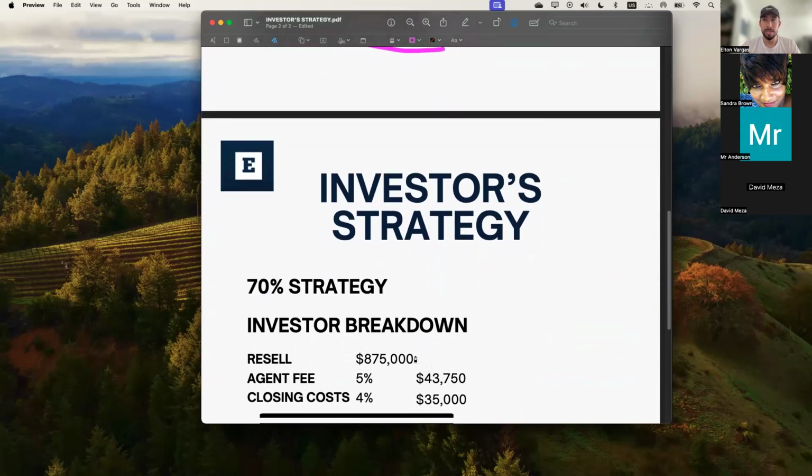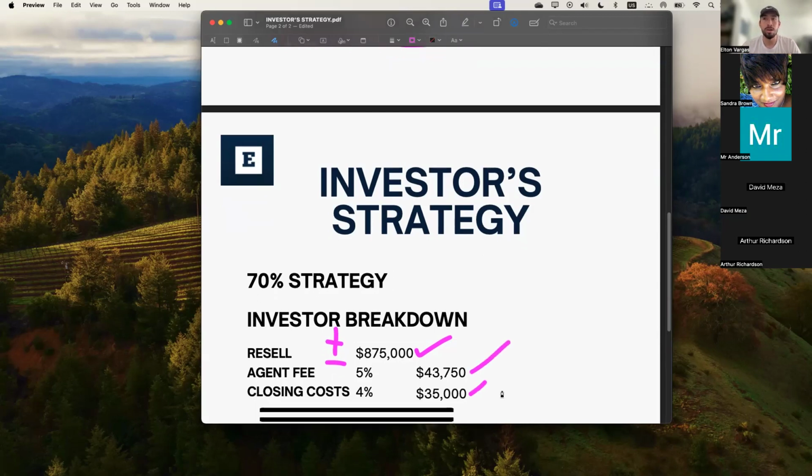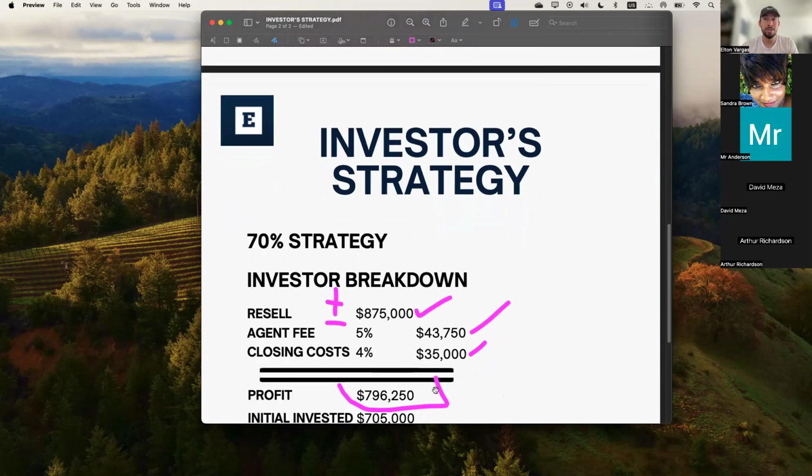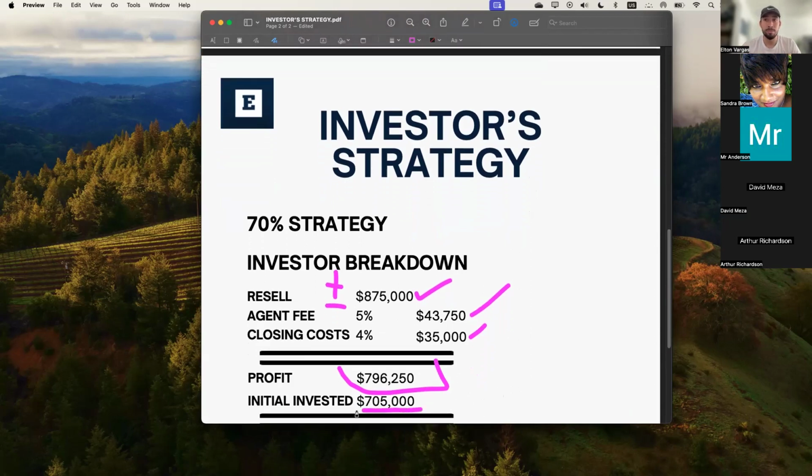If the ARV is at $875,000, which I mentioned earlier, this is a plus or minus game on any real estate deal, because the property can oversell, or if the market is not hot in July, it could undersell as well. It really depends. Additionally, if they work with an agent to get it flipped, they're going to be paying those fees and another closing cost as well. So their actual profit after those expenses is $796,000, but we have to subtract the initial investment of $705,000 that they put into it.